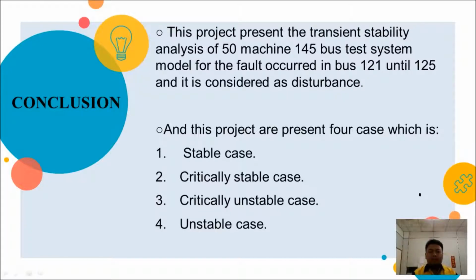For the conclusion, this project presents the transient stability analysis of a 50 machine, 145 bus test system model, for faults occurring in buses 101 until 105, which are considered as a disturbance. In this project, we present 4 cases and see the response in each case: first is the stable case, critical stable case, critical unstable case, and unstable case.